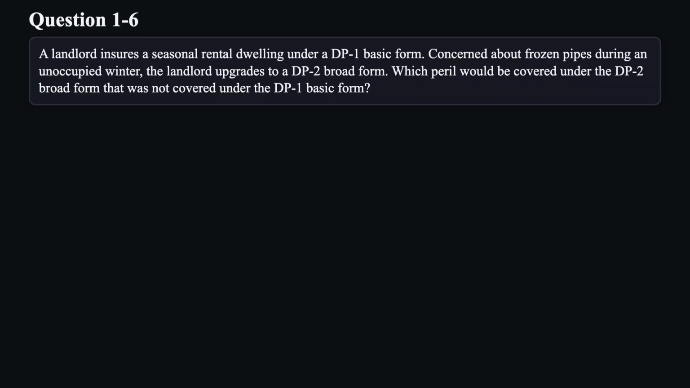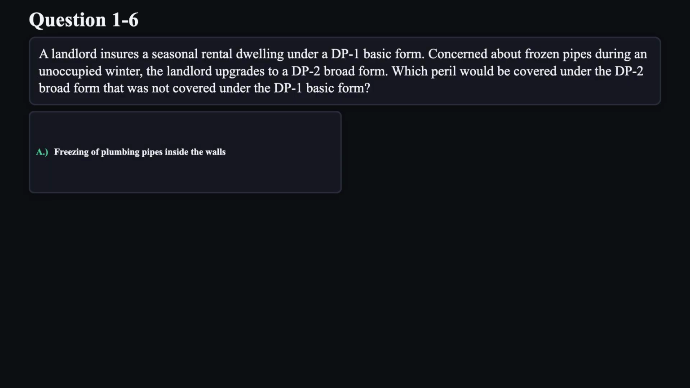Question 6. A landlord insures a seasonal rental dwelling under a DP1 basic form. Concerned about frozen pipes during an unoccupied winter, the landlord upgrades to a DP2 broad form. Which peril would be covered under the DP2 broad form that was not covered under the DP1 basic form?